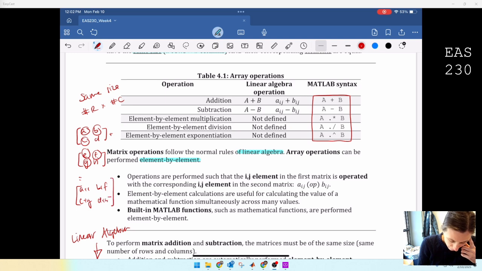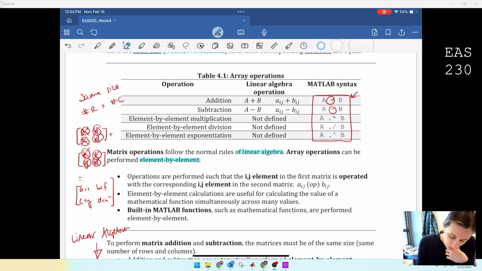Element by element means that my final result is going to be the same size, where each element in each matrix is added or multiplied or divided or subtracted by the corresponding element in the other matrix. So if I want to do that in MATLAB, here's my syntax over here. Note, addition and subtraction, no modification. It's just plus and minus.